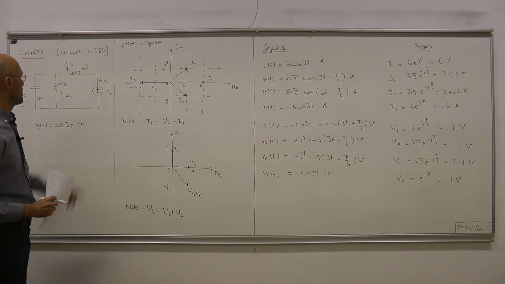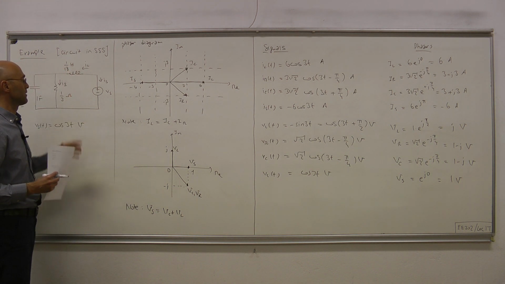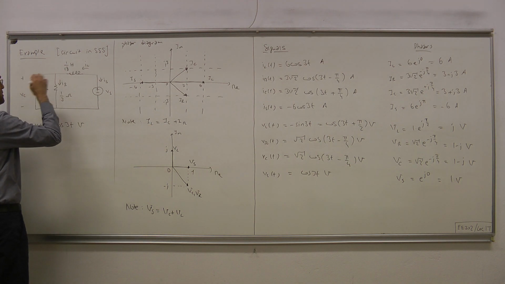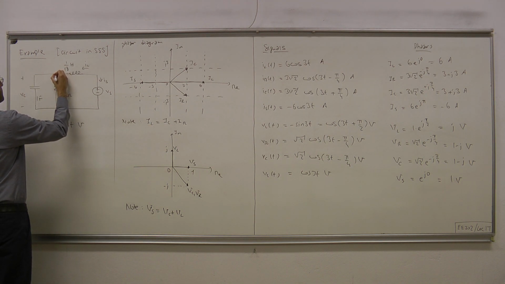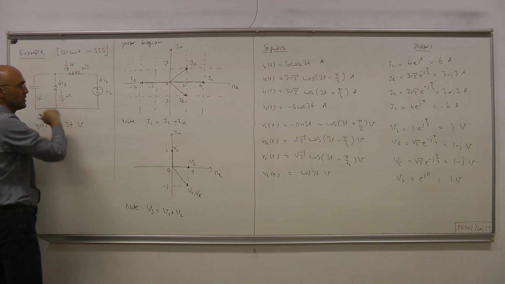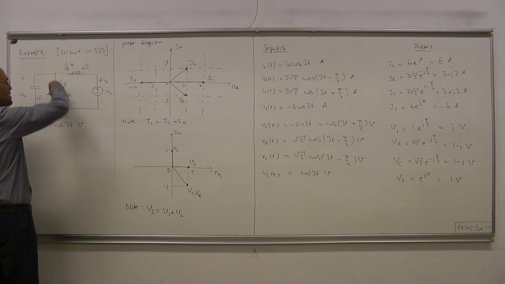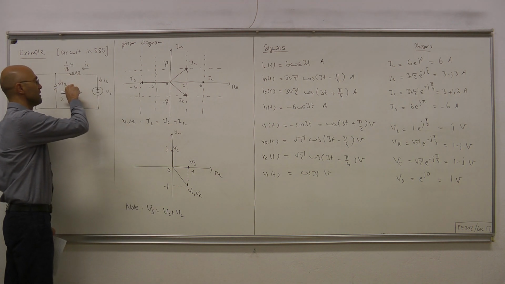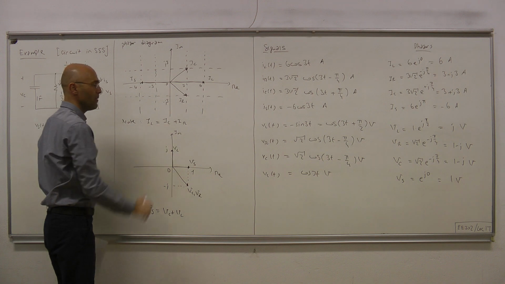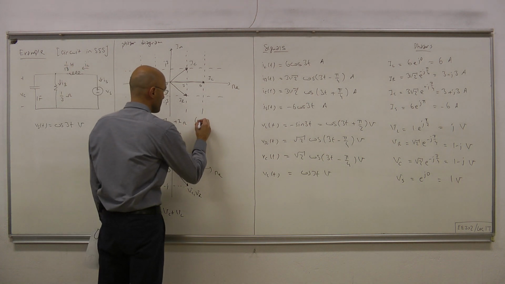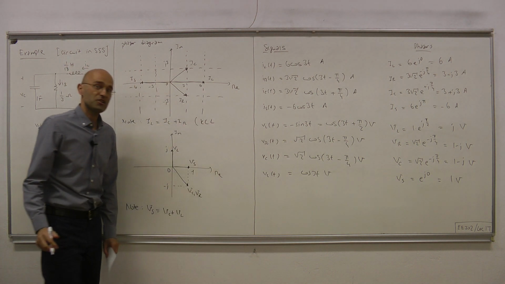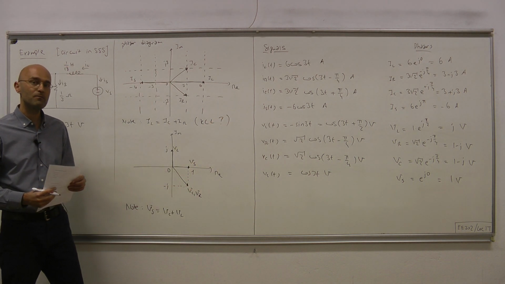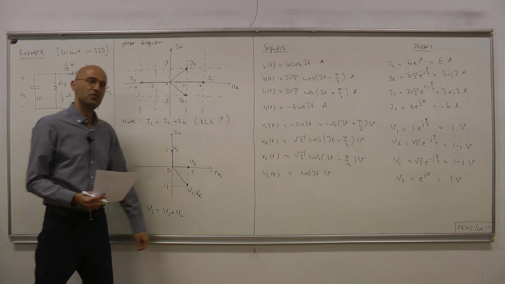Now, if we look at the circuit and write, for instance, KCL at this node, we see that IL equals IC plus IR. Whereas that is a time domain equation. Now we're talking about phasors. So that immediately suggests the following very interesting question. Does KCL hold for the phasors of the signals?